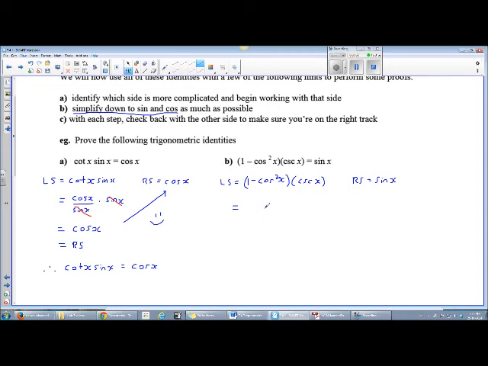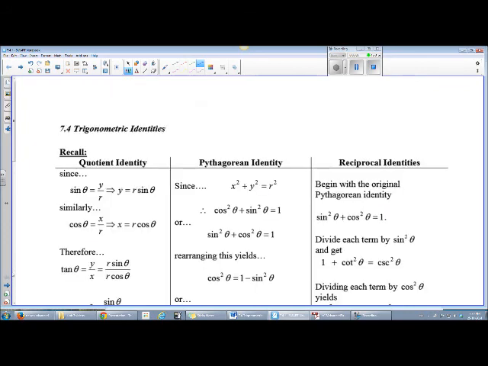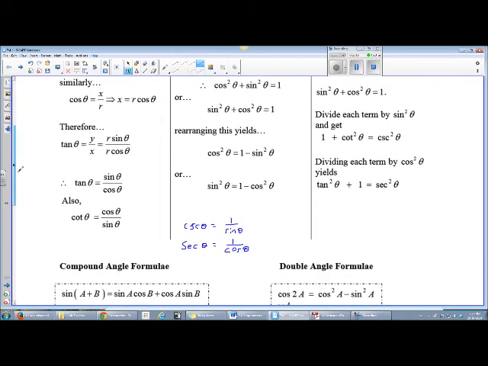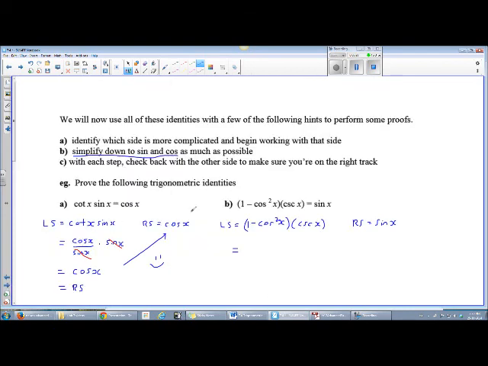Okay, so I see that we've got 1 minus cosine squared x, and if I flip back here, I see that I've got 1 minus cosine squared x right here, which means that 1 minus cosine squared x actually equals sine squared x. And while we're at it, I also realize that cosecant theta equals 1 over sine theta. So 1 minus cosine squared x is equal to sine squared x, and cosecant x is 1 over sine x.